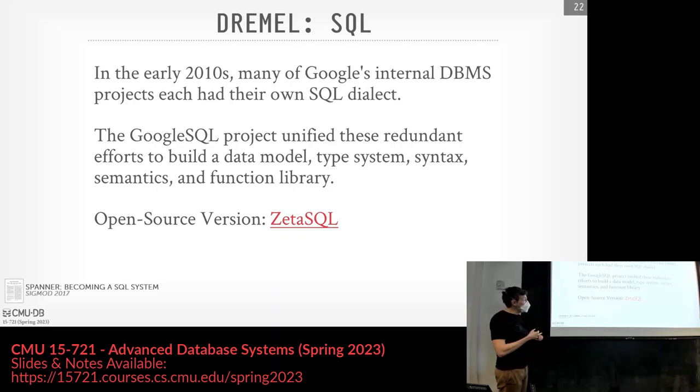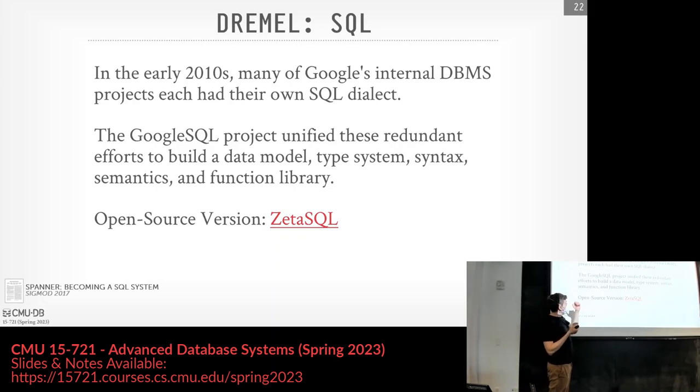And so this obviously became untenable. So there was an internal effort called Google SQL, where they wanted all these systems that were building redundant code, redundant parsers and binders and analyzers and type systems and syntax stuff, to use the same infrastructure for this. And so Dremel was part of that. Spanner is based on this. A bunch of other systems are now using this.